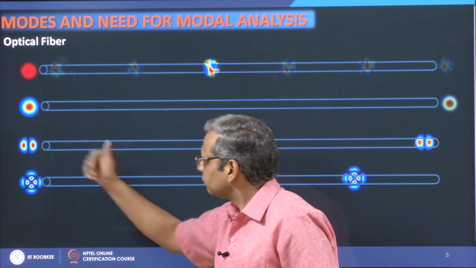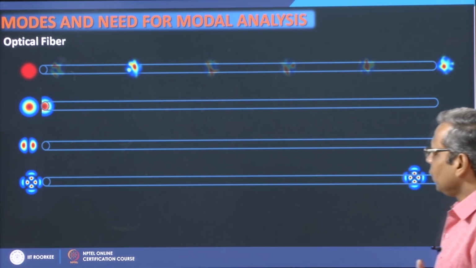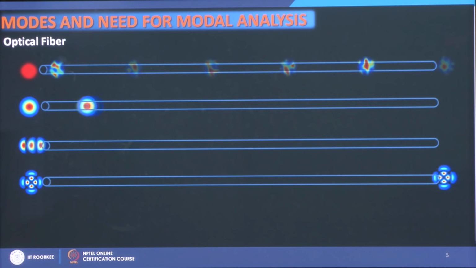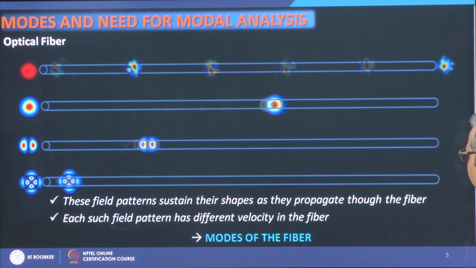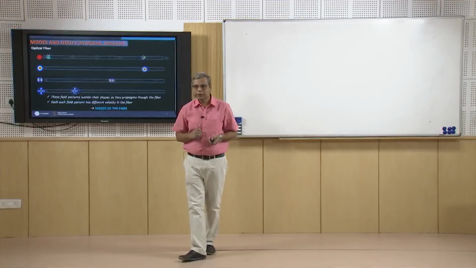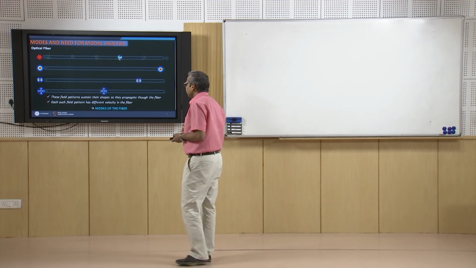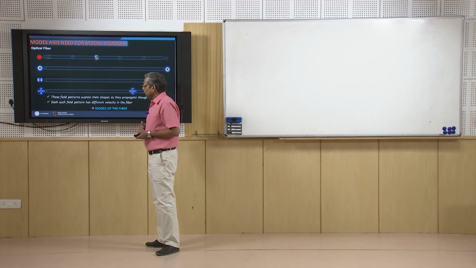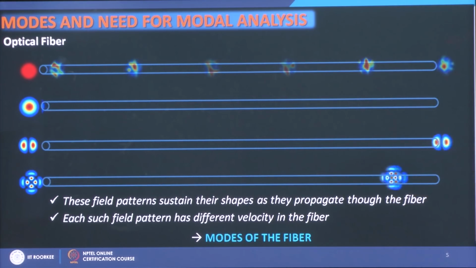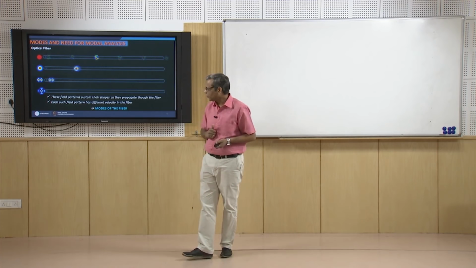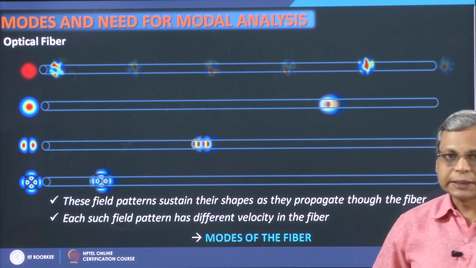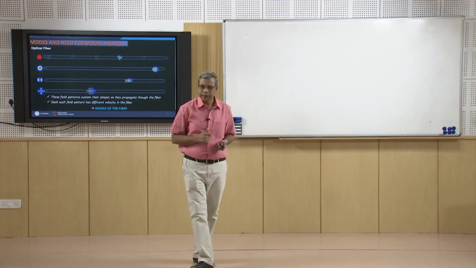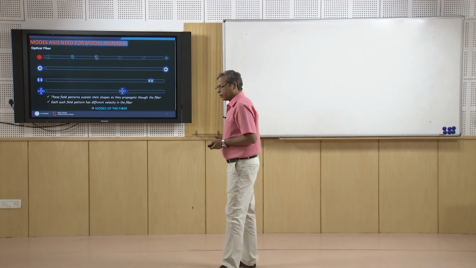Similarly, another one like this and yet another one. So what I see is that there are certain intensity patterns and corresponding amplitude patterns which are sustained when they propagate through the fiber. Their shapes do not change. And I also find that each of such field patterns has a certain definite velocity, and the velocities of different patterns are different, and I call these field patterns which are sustained throughout the length of propagation of the fiber modes of the fiber.